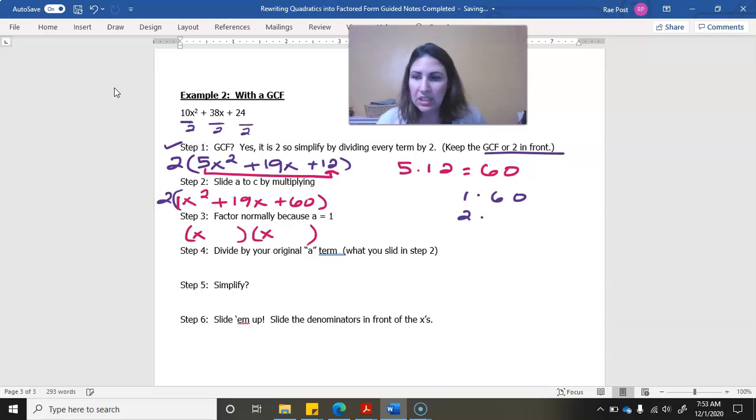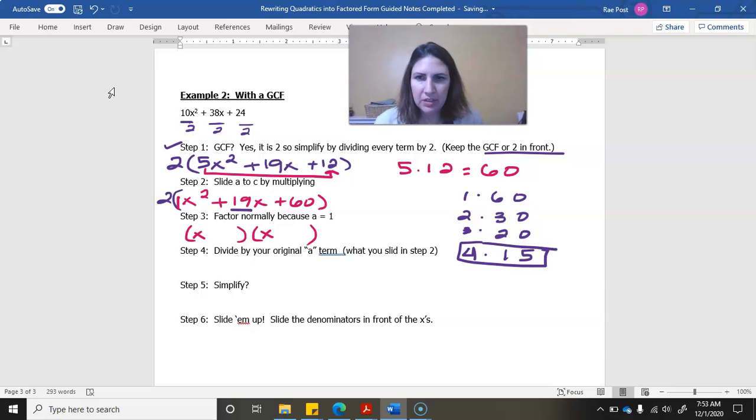So 1 times 60. What about 2 times 30? 3 times 20. These are going to give us 60, but they're not going to give us 19 when we add them together. What about 4 and 15? I think that'll work. 4 times 15 is 60, but when we add them together, we get 19, which is our term right here in the middle. And students are always like, where do you get 19? Well, it's the number in the middle, right? That's why this one works. That's why the others don't work, the other numbers like 2 and 30, 3 and 20.